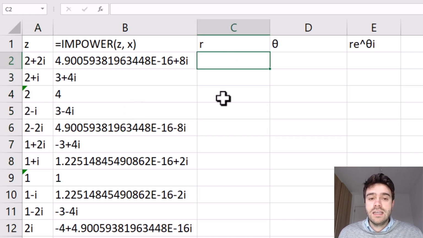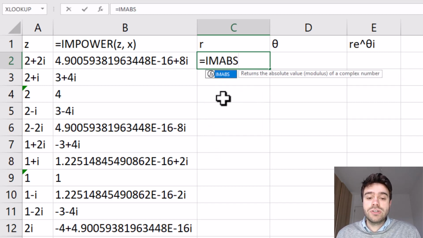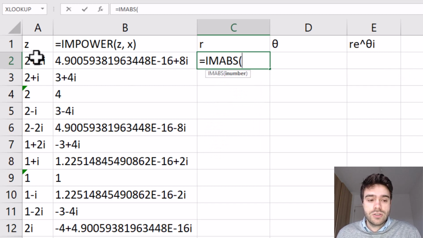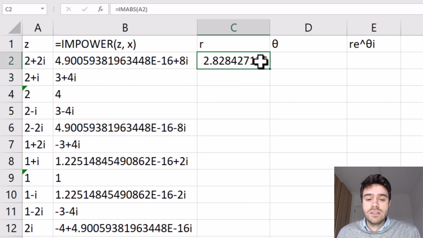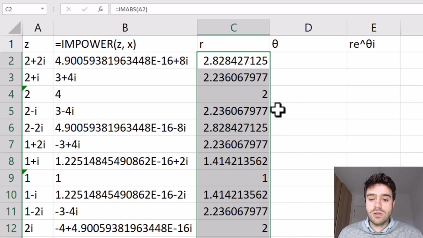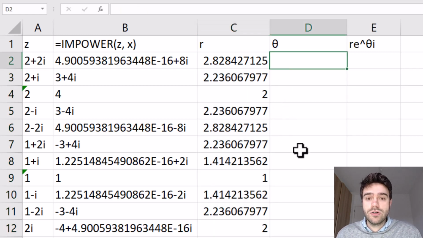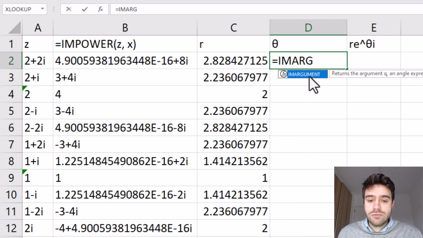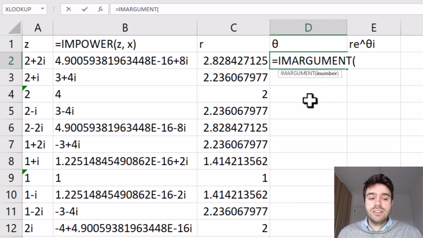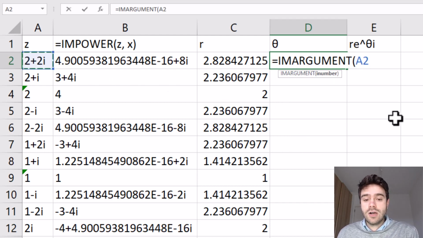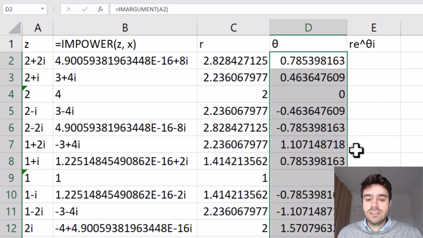Now for both of these, an Excel function exists specifically to do this. So to get the modulus, we can use the IMABS function, which will return the absolute value of a complex number. So I supply the complex number as the only argument. I pull this down and out comes the modulus. Now we can do a similar approach for theta, being the angle or the argument of our complex number. So I write IMARGUMENT, and this will return the argument expressed in radians of our complex number. So once again, only one argument, and we input that complex number as the argument, and we pull this downwards.